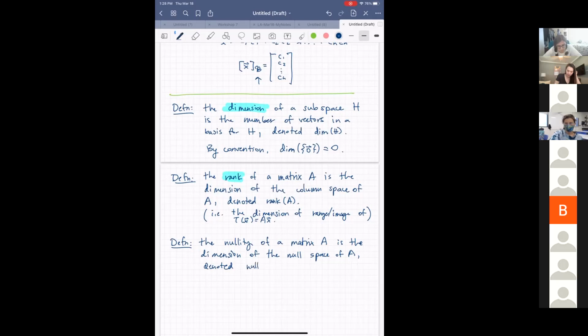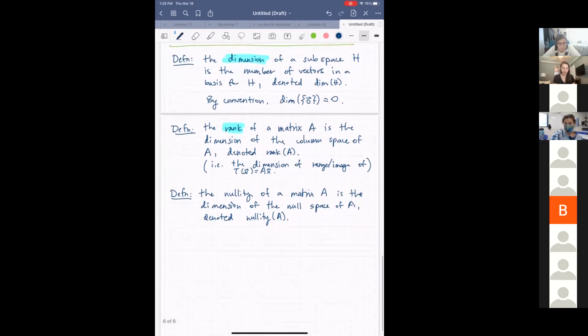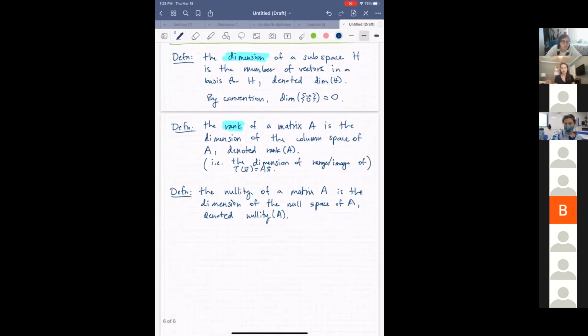And we denote this, fortunately, there's not a nice way to abbreviate this without having some redundancy with null space. So we just write out nullity of A.